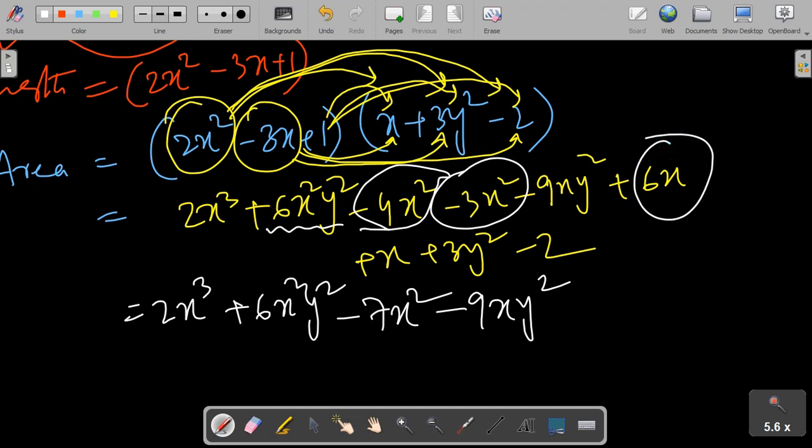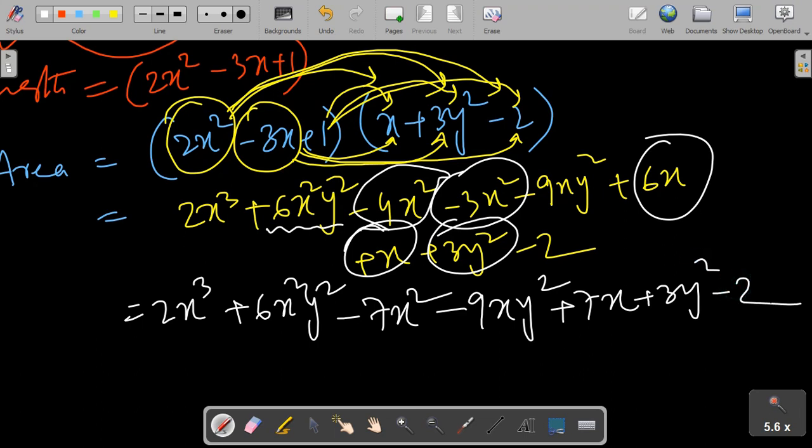Now this 6x and this x, they are also like terms, so it would be plus 7x. And then y square also I can't find anywhere else, so plus 3y square minus 2. So I hope all of you have understood. If there is still any kind of doubt, please let me know.